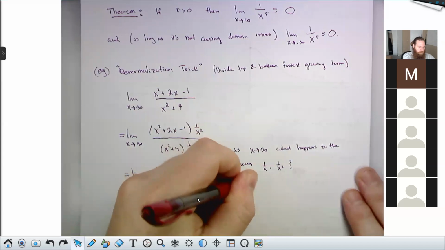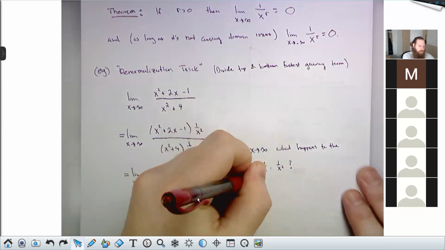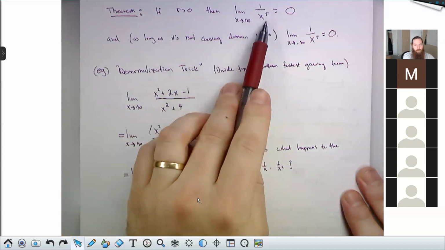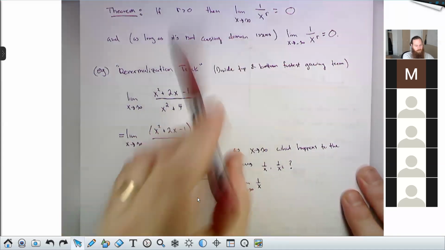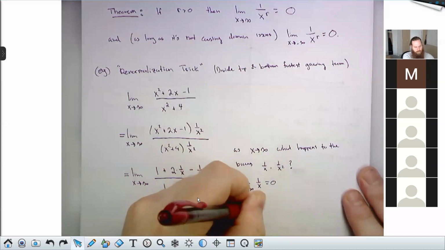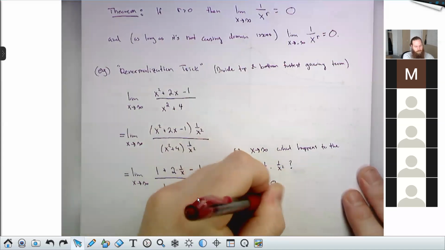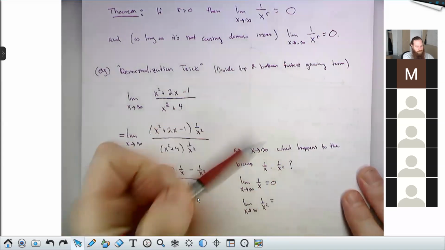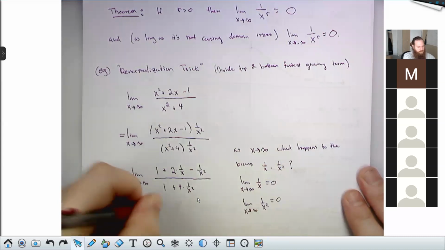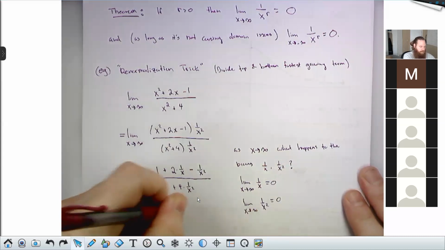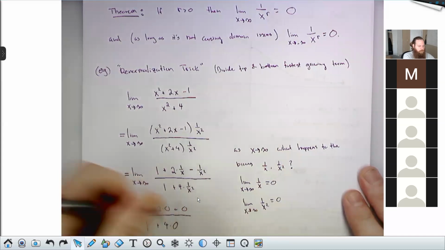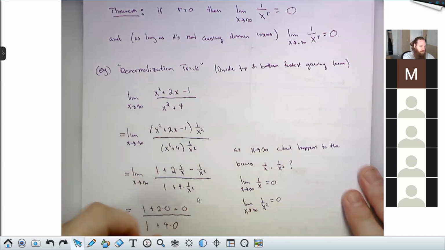Well, the limit as x goes to infinity of 1 over x is 0. That's what this theorem is telling us. And the limit as x goes to infinity of 1 over x squared, now here is this theorem with r equal to 2, is also 0. So this limit is 1 plus 2 times 0 minus 0, over 1 plus 4 times 0. And that's 1 over 1, which is 1.